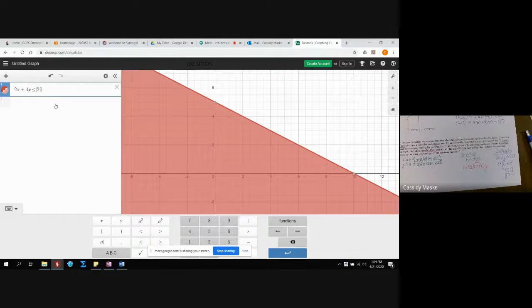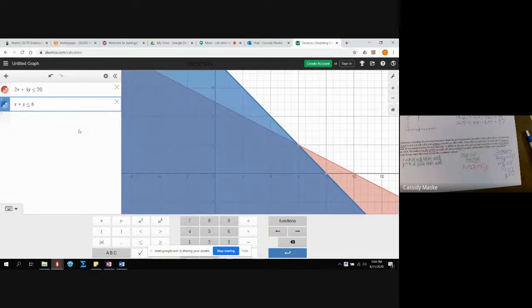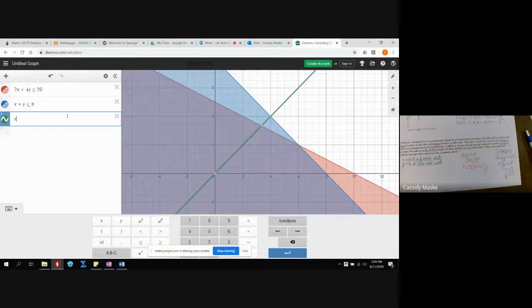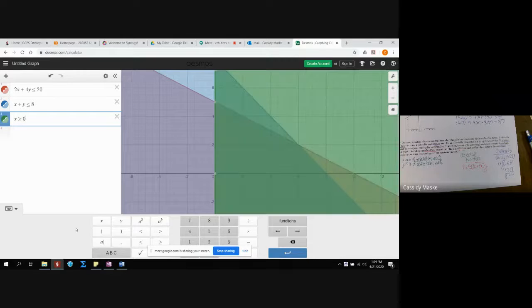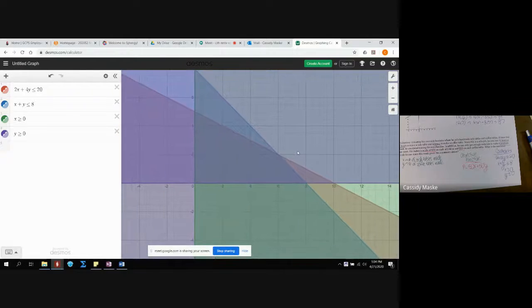All right, so there it is. You can just type it in exactly how it looks, and it even shades it for you. So you just do that for all of the constraints. x plus y is less than or equal to 8. 20 was the other one. And then x is greater than or equal to 0, and y is greater than or equal to 0. I know that's really hard to see, but you can see how these are all individual colors, and then this one's a hodgepodge of colors. So this is going to be the main shaded region.